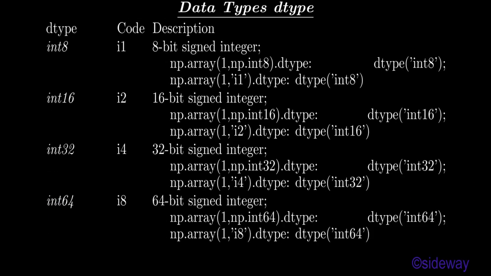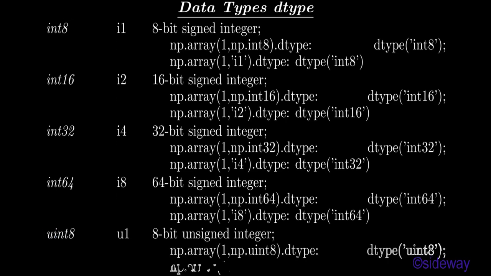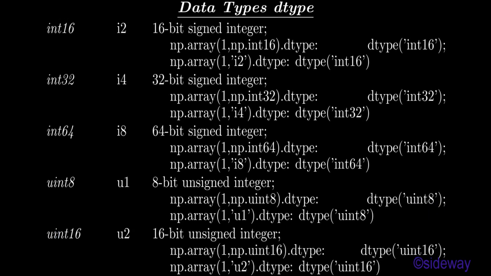int64, i8, 64-bit signed integer, np.array([1], np.int64), dtype int64, np.array([1], 'i8'), dtype int64. uint8, u1, 8-bit unsigned integer, np.array([1], np.uint8), dtype uint8, np.array([1], 'u1'), dtype uint8. uint16, u2, 16-bit unsigned integer, np.array([1], np.uint16), dtype uint16, np.array([1], 'u2'), dtype uint16.